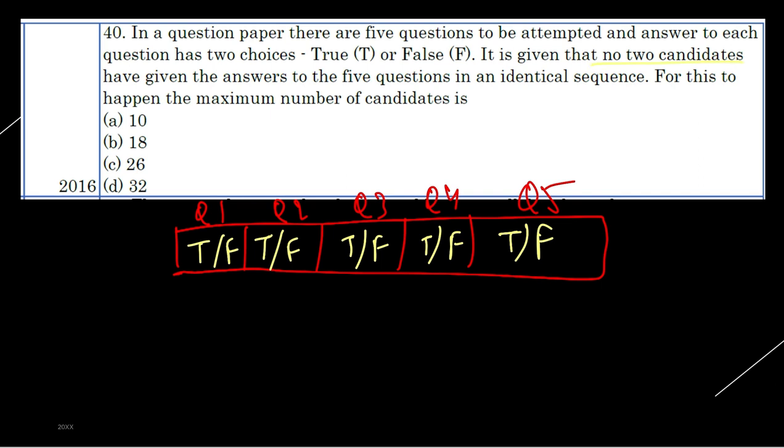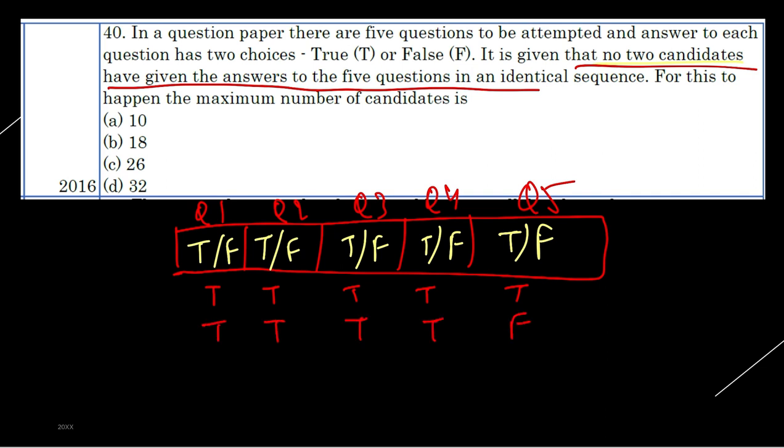Suppose no two candidates have a similar pattern. Means if one candidate is writing true, true, true, true, true, the next candidate could not have given this answer. His five answers would look like true, true, true, true, false. The third candidate would have answered like true, false, false, true, something like this. So everyone has given a unique pattern of answers. I hope this is clear. Now let's move to the next line.